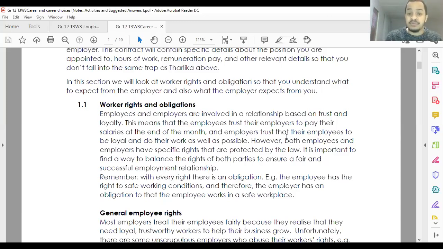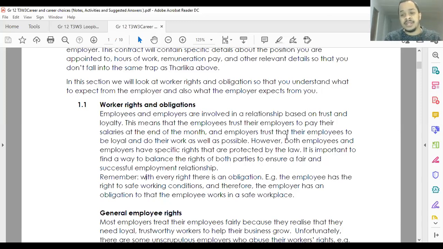Employees and employers are involved in a relationship based on two things: trust and loyalty. This means that the employees trust the employers to pay their salaries at the end of the month, and employers in return trust the employees to be loyal and to do their work as well as possible. However, both employees and employers have specific rights that are protected by the law. It is important to find a way to balance the rights of both parties to ensure a fair and successful employment relationship. Remember, your employer is in a relationship with you and you want to enjoy working for that person.